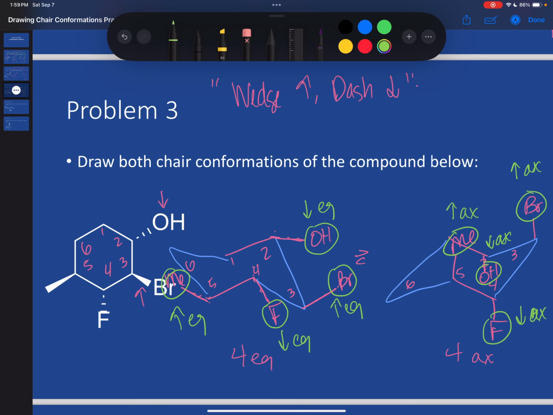So all my directions stayed the same and all my positions flipped. I correctly flipped the chair, and these are the two conformations for this structure.